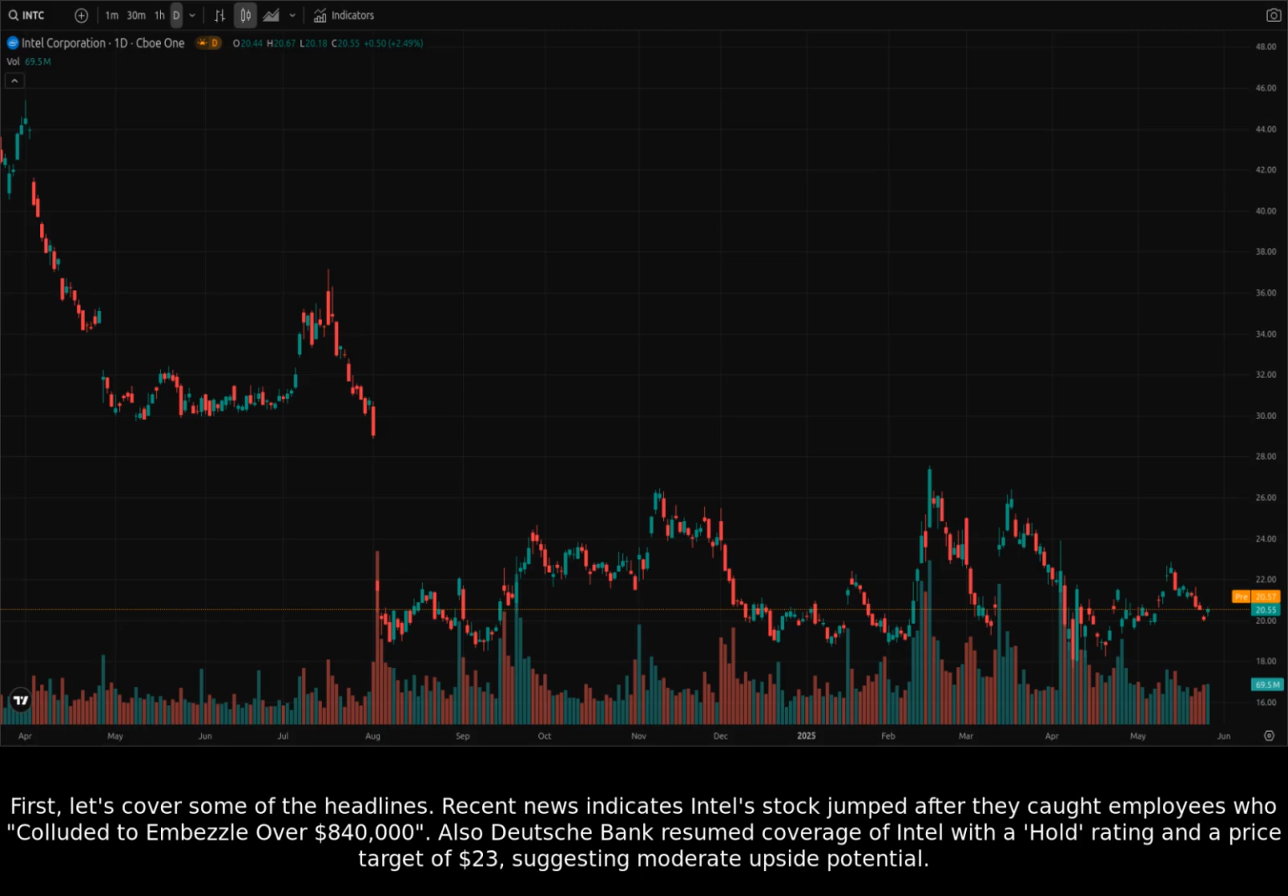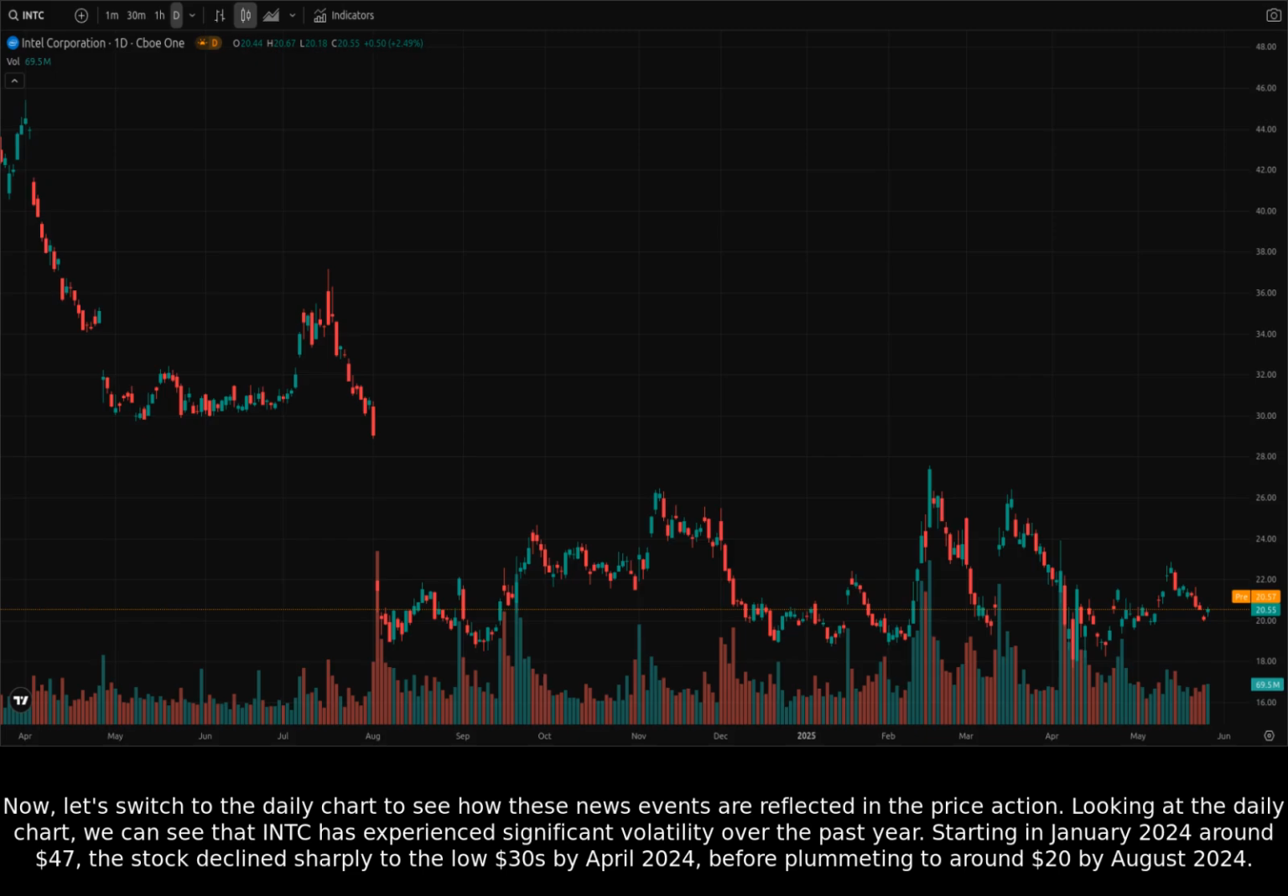Recent news indicates Intel's stock jumped after they caught employees who colluded to embezzle over $840,000. Also, Deutsche Bank resumed coverage of Intel with a hold rating and a price target of $23, suggesting moderate upside potential. Now, let's switch to the daily chart to see how these news events are reflected in the price action.